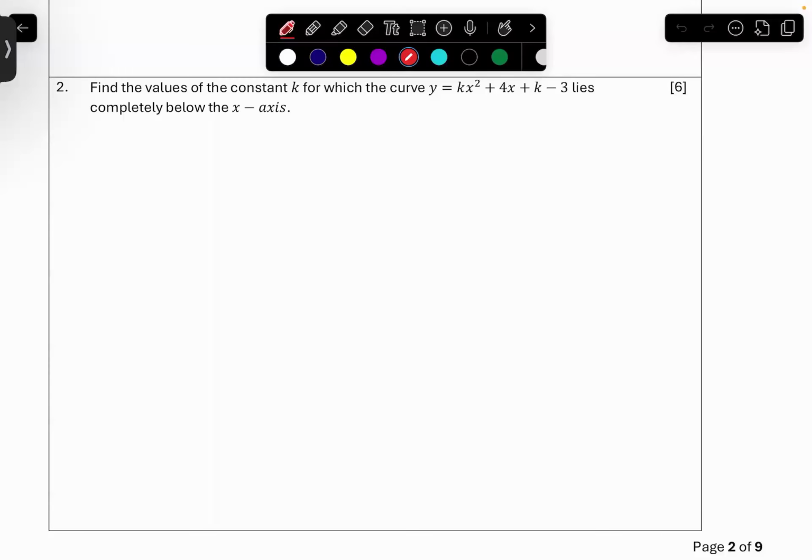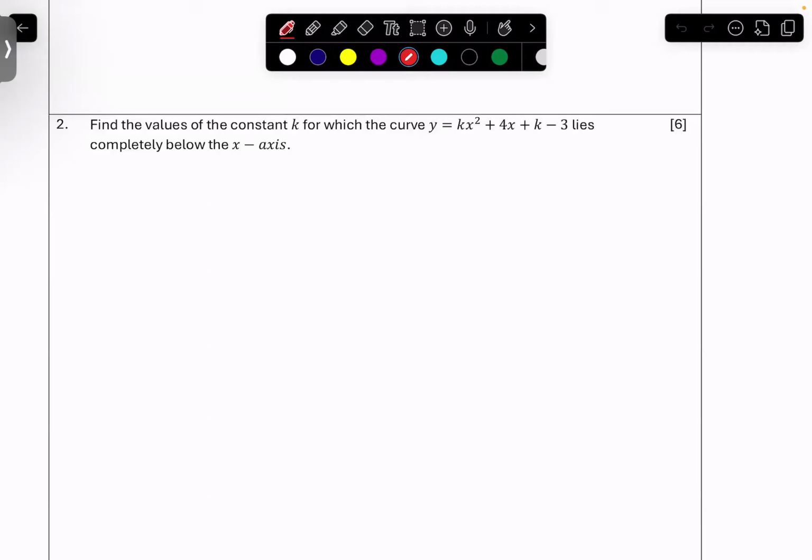Okay, let's look at quadratic inequalities and discriminant. I'm just going to talk about a few questions, some of the questions that are generally more important. Starting with question 2.